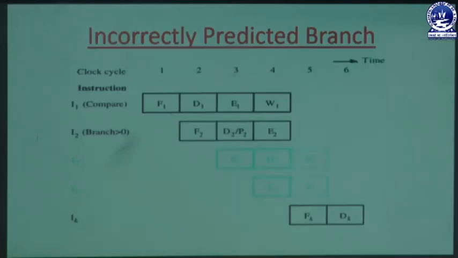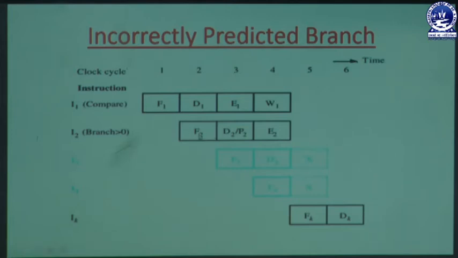And then here you can see, if we predict the branch incorrectly, what will happen? Here you can see the instruction I1 is a compare, and this instruction will take 4 clock cycles, and here we assume that the pipeline contains 4 stages: fetch, decode, execution and write. And then here you can see the branch is greater than 0. So, we have to predict whether the branch will be taken or not. So, we predicted that the branch is not taken.